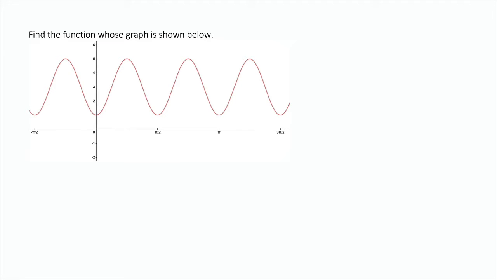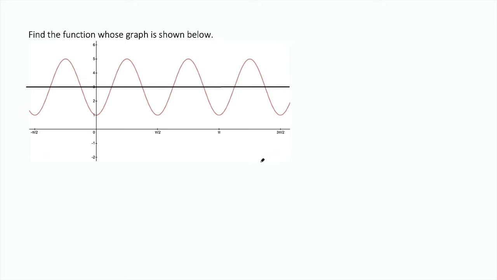Find the function whose graph is shown below. Starting off, we'll just sketch our midline. And so our midline we can see here is at 3, looks like. That's not quite the right spot.